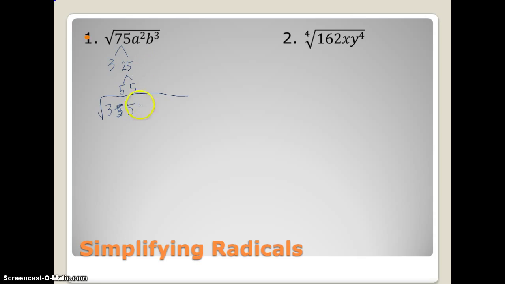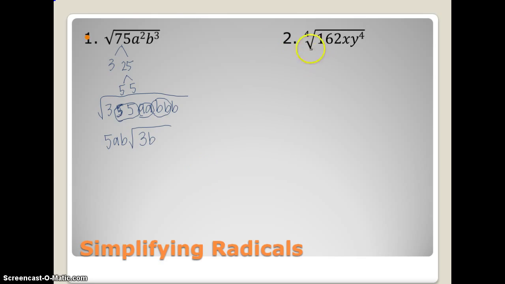And then we have a squared, which is a times a, and b cubed, which is b times b times b. Now we go to our index, and this is a 2 if nothing's there, so it's our square root. So we're looking for groups of 2. So we have 2 5s, 2 a's, and 2 b's. For every group, we pull one out. So we have 5 times a times b, then our square root, and under our radical, we're left with a 3 and a b. We can't simplify that anymore, so that's our final answer. 5ab times the square root of 3b.